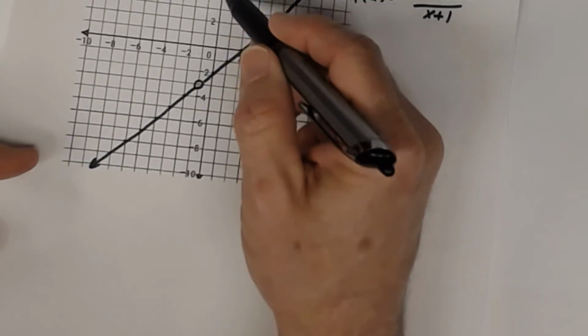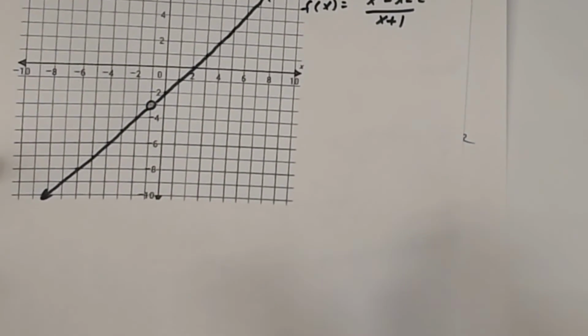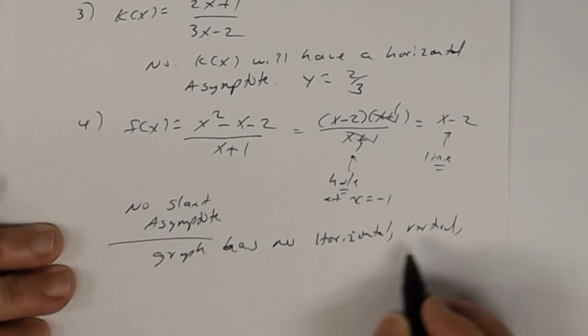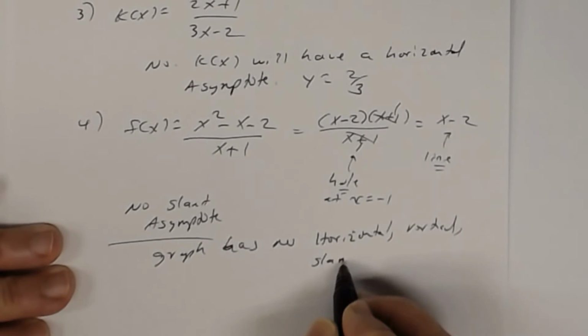And so that's what you saw here. So you're not going to have a vertical asymptote here. You're going to have a hole. So when we start graphing these, you're going to see this again. So you'll tend to remember it a little bit better. So there are no horizontal, no vertical, and no slant asymptotes.